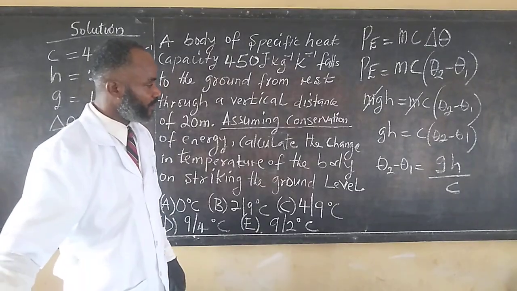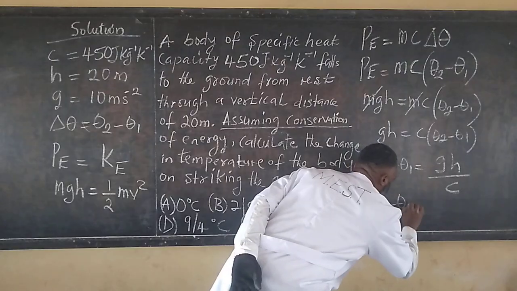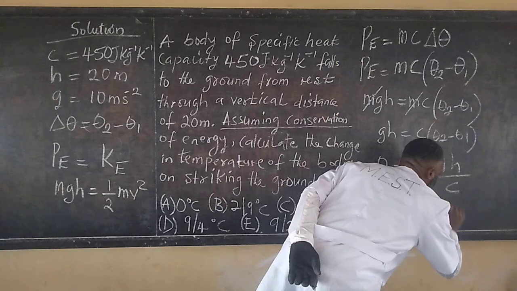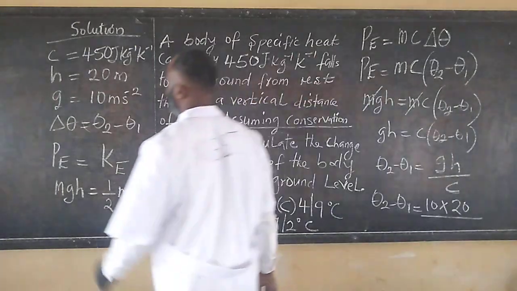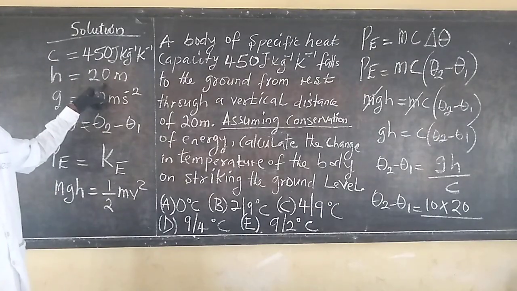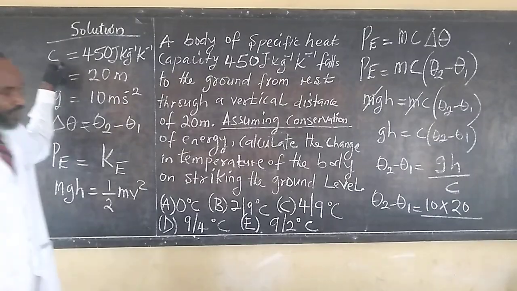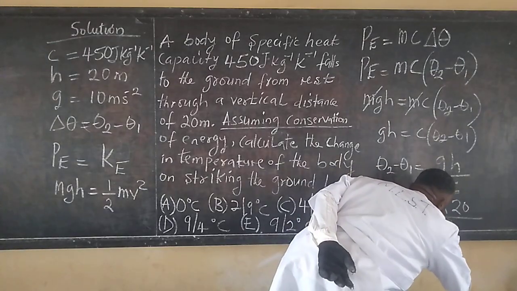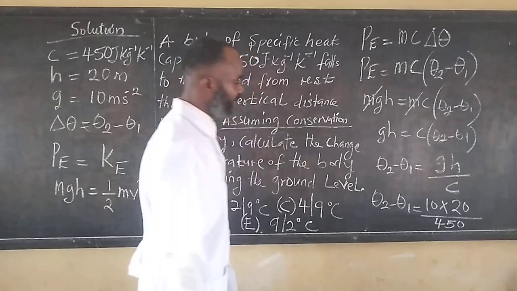Now let's do the substitution according to what we have. For theta 2 minus theta 1, substitution gives g is 10, height is 20, all over c, the specific heat capacity, which is given as 450 joules per kilogram per Kelvin.